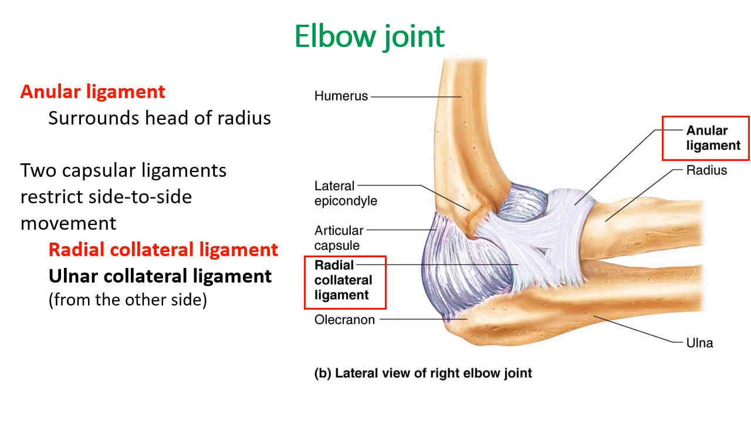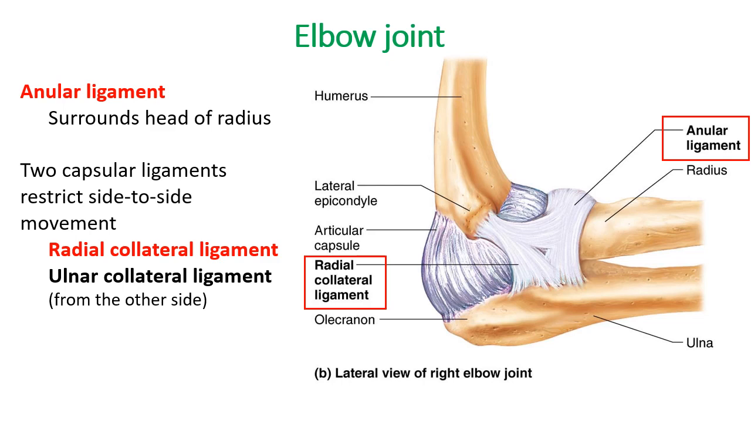Important ligaments that keep the elbow joint in place: the annular ligament, and you have this radial collateral ligament. And you also have the ulnar collateral ligament. So there are three ligaments that are important for stabilization of your elbow: annular, radial, and the ulnar.